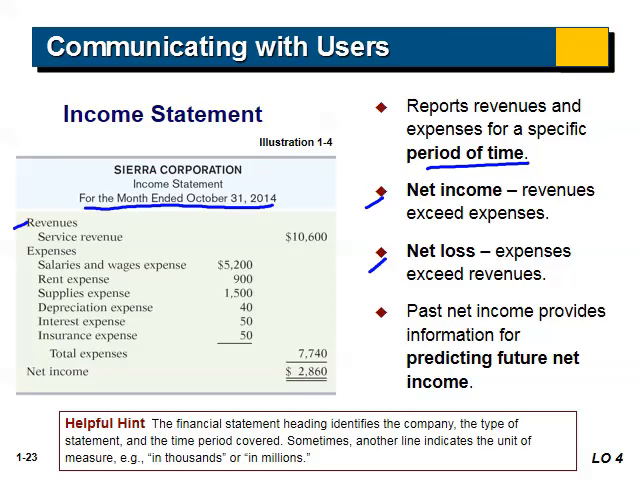So what we have, revenues. So let's say you are a law firm. Your service revenue will be your legal services. And then your expenses of operating the company. You had to pay salary, you had to pay rent, you had to have supplies, etc. Those are all of your expenses, and then we take our revenues and subtract out expenses to get net income.